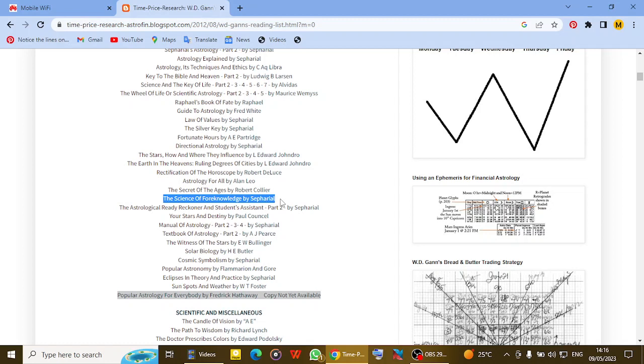Since he didn't give more details about how to do that in this book, I looked up those books. One of the books was The Law of Values, which was recommended by Gann himself. The other book was The Arcana, Stock and Share Key by Sepharial. That was the most brilliant 8-page book I've ever read.